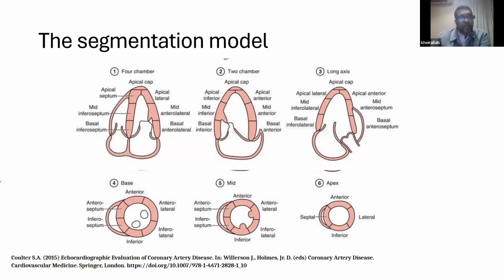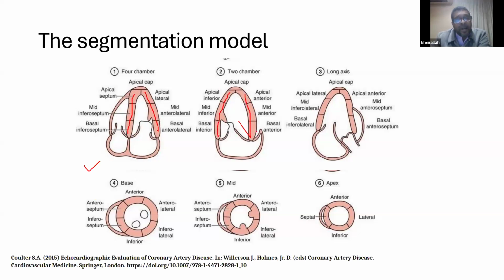And this is the segmentation model we have alluded to last session. Okay, we have 17 segments. And these segments, we see them like here in the apical 4. This is apical 4. What do we see in the apical 4? What is this segment here? Lateral segment. What is this septum here? Inferior septum. What is this segment in the 2 chamber? This one, all is anterior. What is this segment or wall? This wall is what? Inferior.